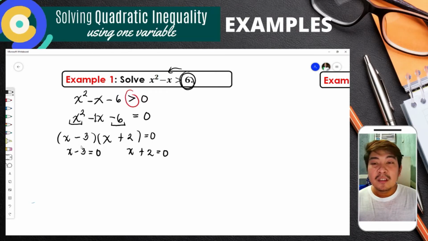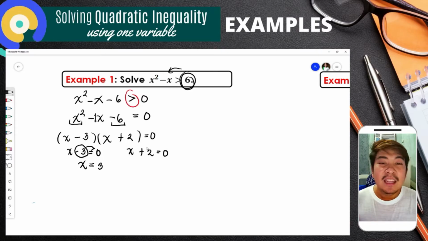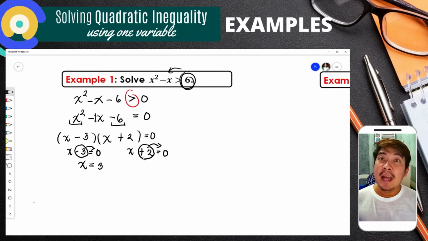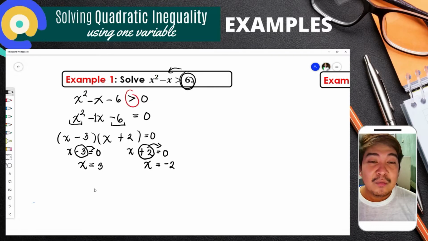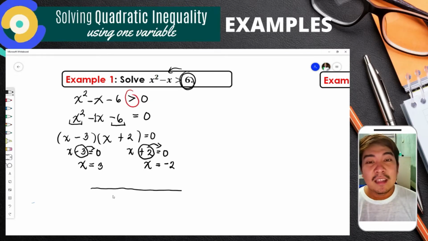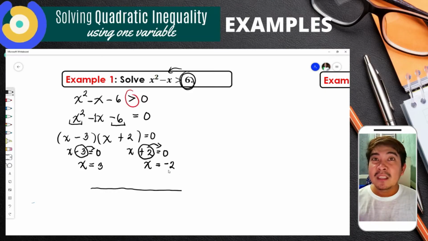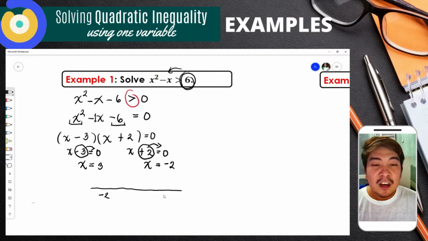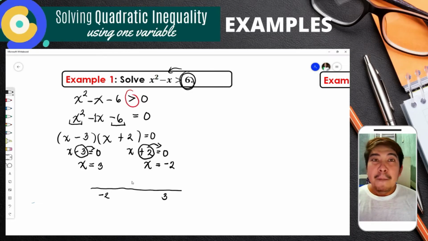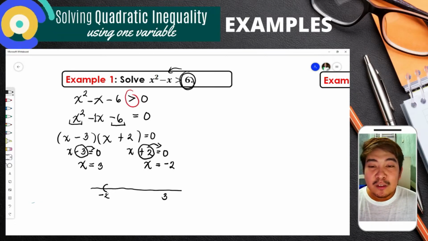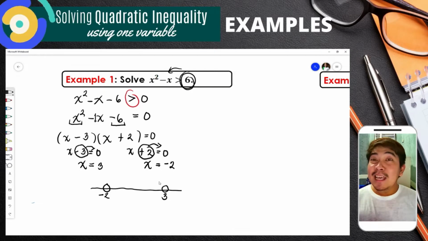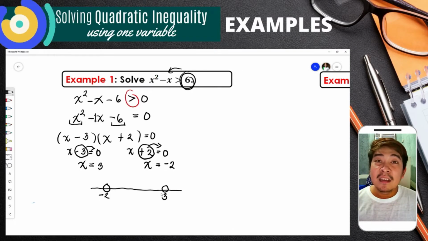Okay? So let us get the values of x. So in this first equation, ilipat natin itong negative 3. So that will become x is equal to positive 3. So this is the first critical point. And then the other one, si positive 2 naman, ilipat din natin sa kabila. So that will become x is equal to negative 2. So after natin makuha yung mga values ni x, let us now plot that in the number line. Okay? So ang una nating ipa-plot, syempre yung mas maliit. So that will be negative 2. And then the other one is positive 3. Now, kapag ka greater than at walang equal sa ibaba, the point that we are going to use is open. Ayan, so open. Meaning, hindi kasama si negative 2 at si 3 sa ating solution set.